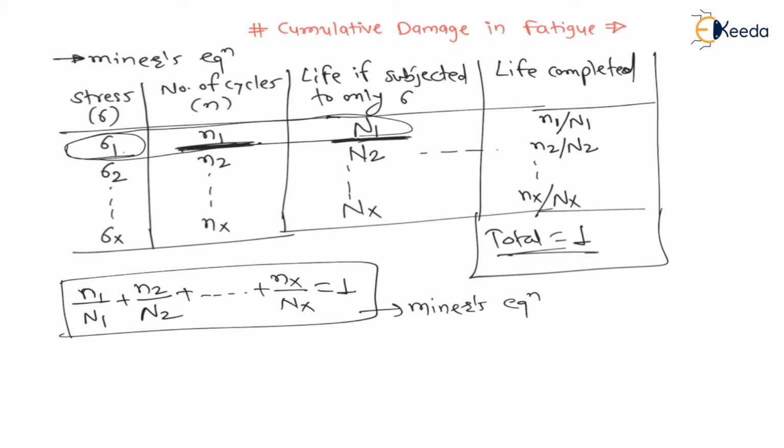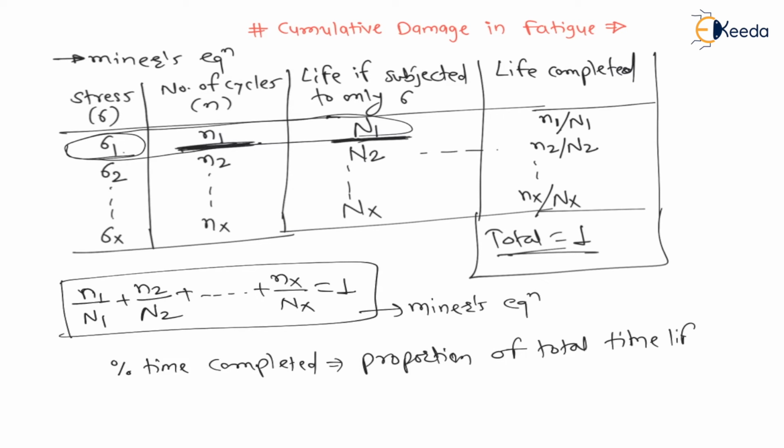But my dear students, many times in examination, this small n1 or capital N1 are not given. Then what are they giving? They are giving the percentage time completed by sigma 1. Out of total time, they are offering you the percentage time completed. That is the proportion of total time life. The life in time.